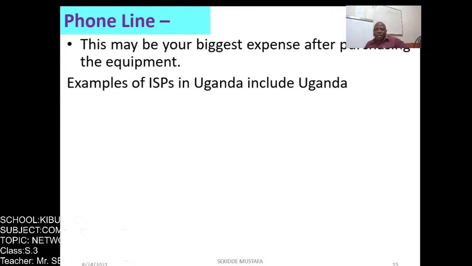Now, we go in and look at examples of ISPs in Uganda. Can you tell me some of the ISPs? Bossa, rumors have it that it causes cancer. Is it true? Bossa, the effectiveness of all communication devices.